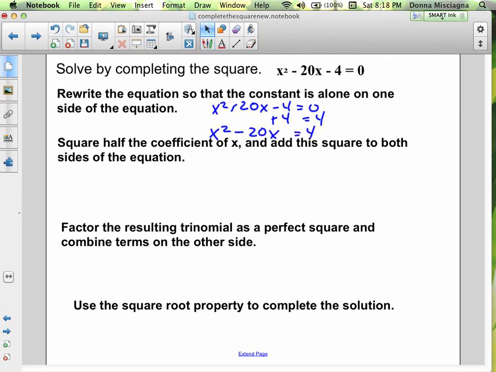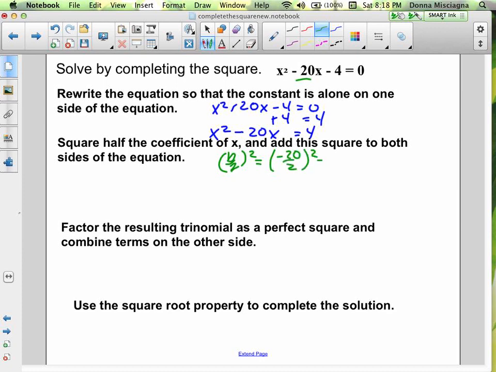All right, now we're going to add b divided by 2 squared, which is, our b is negative 20, right? Coefficient in front of x. So that's going to be negative 20 divided by 2 squared, which is negative 10 squared, which is 100. So we have x squared minus 20x plus 100 equals 4 plus 100. We have to add that 100 to both sides.